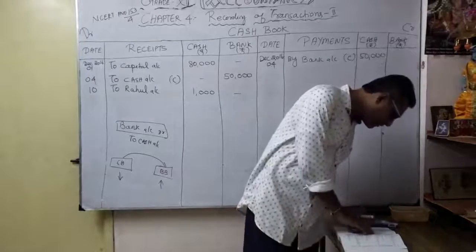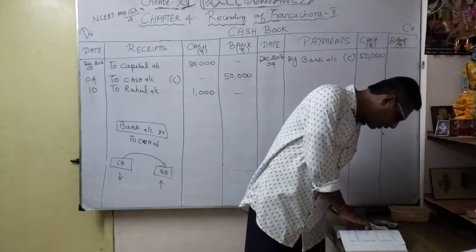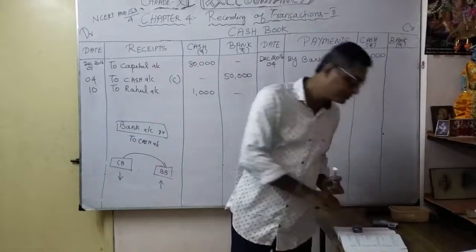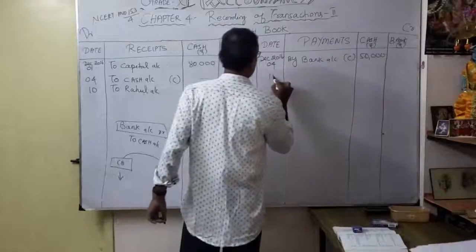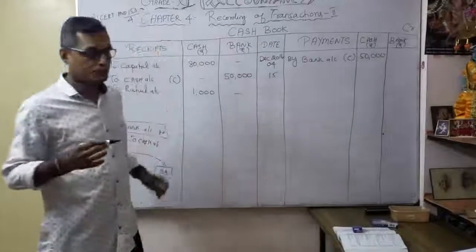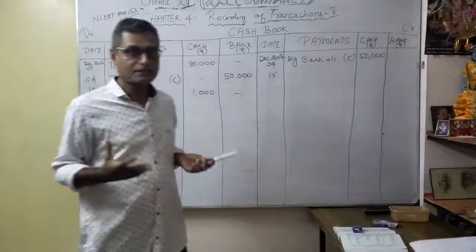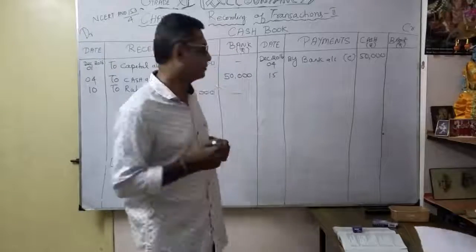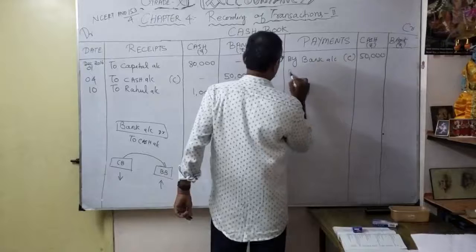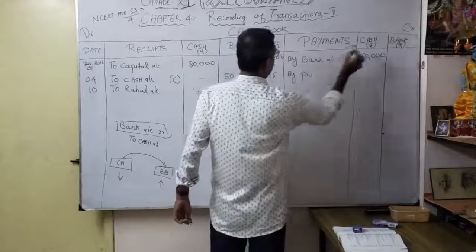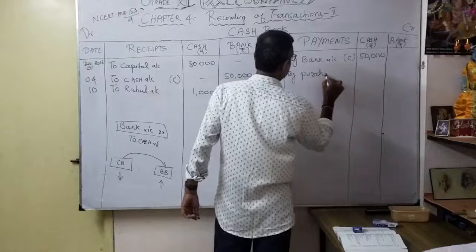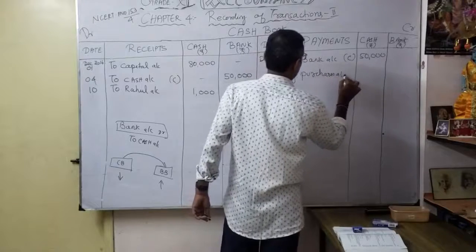What is next? December 15. Bought goods for cash 8,000. Okay, so payment. December 15, bought goods for cash. So what is the entry? As you know, purchases account debit to cash account. Okay, so what do you have to write? By purchases in a cash book, by purchases account. How much?